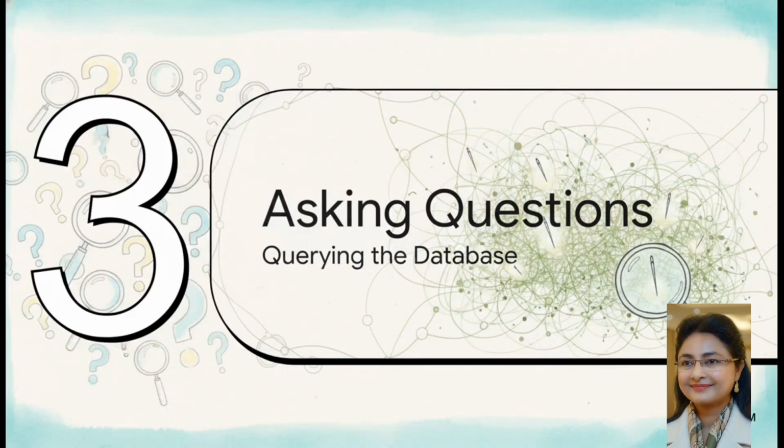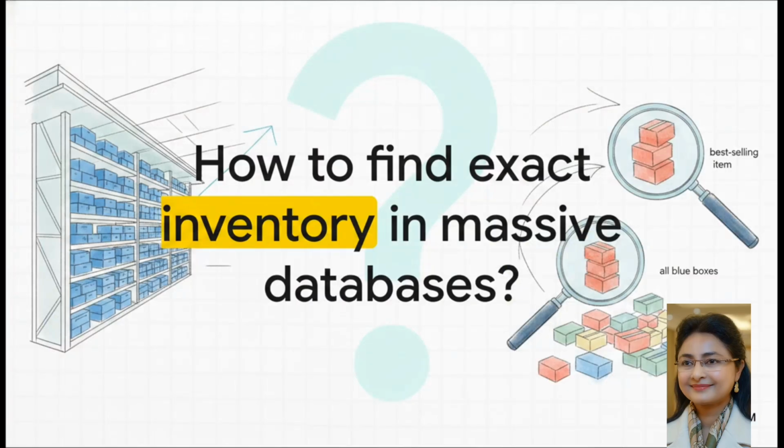On to section 3, asking questions with queries, finding the needle in the haystack. Let's be real. Storage is completely useless if you can't retrieve what you stored. It's a serious question. When your database scales to millions or even billions of rows, how do you find exact inventory inside a massive digital warehouse?